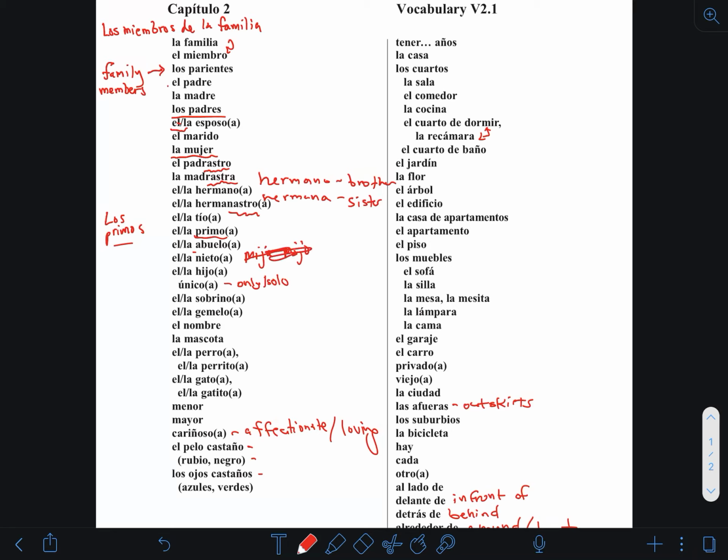It's literally, I have to delete that. It would be like my son or my daughter. It's just like those words put together. Único or única. Okay, 1 second.